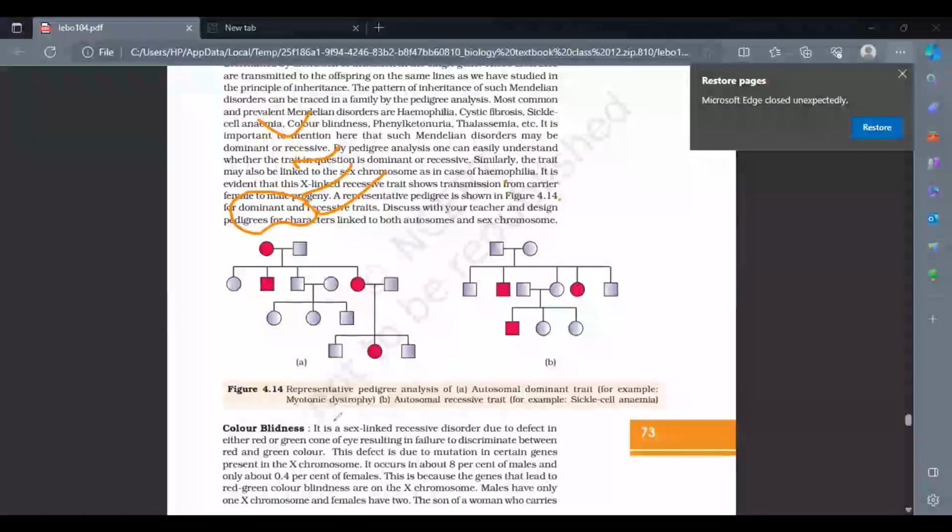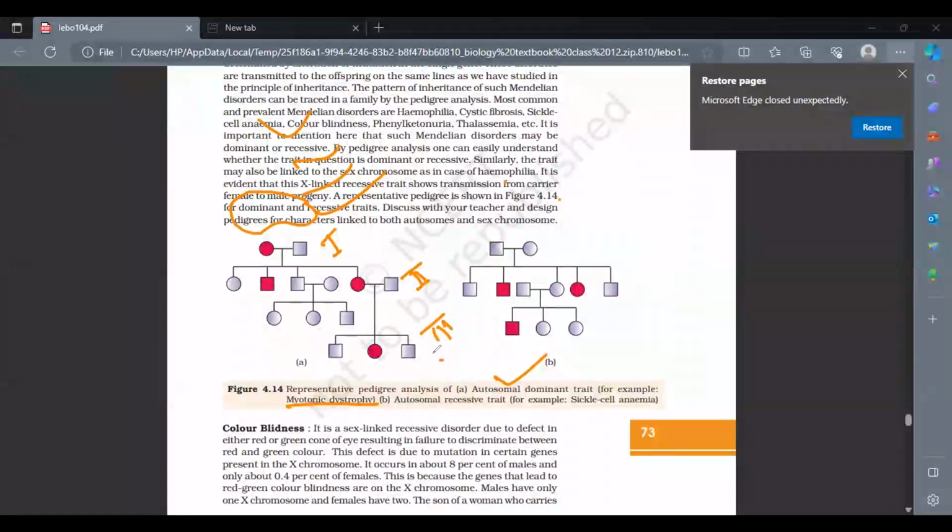The first analysis is of myotonic dystrophy. It is an autosomal dominant disease. How do you get to know that it's an autosomal disease? Look at the individuals who are affected. If something is autosomally controlled, it will be there in both male and female individuals. So this is generation number 1, this is generation number 2, and this is generation number 3.